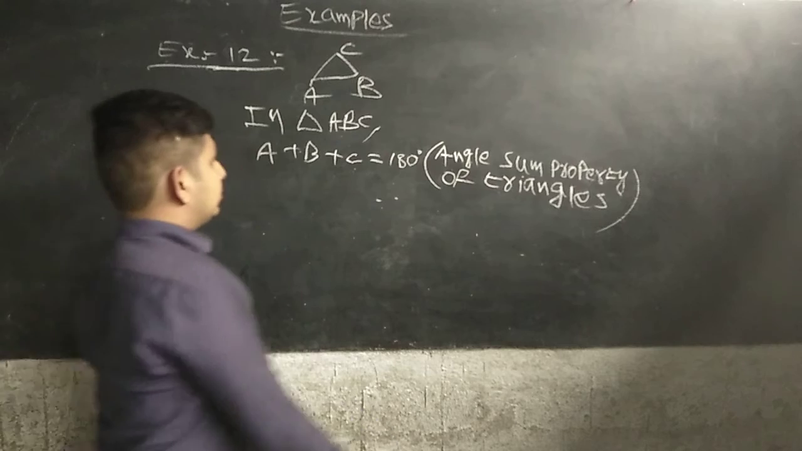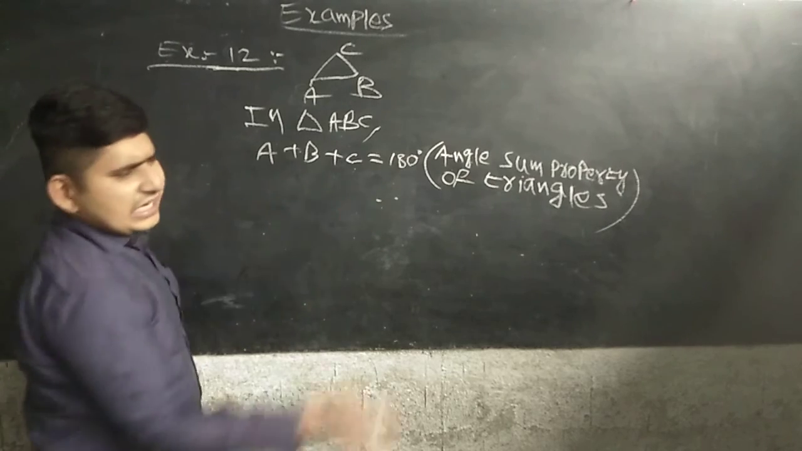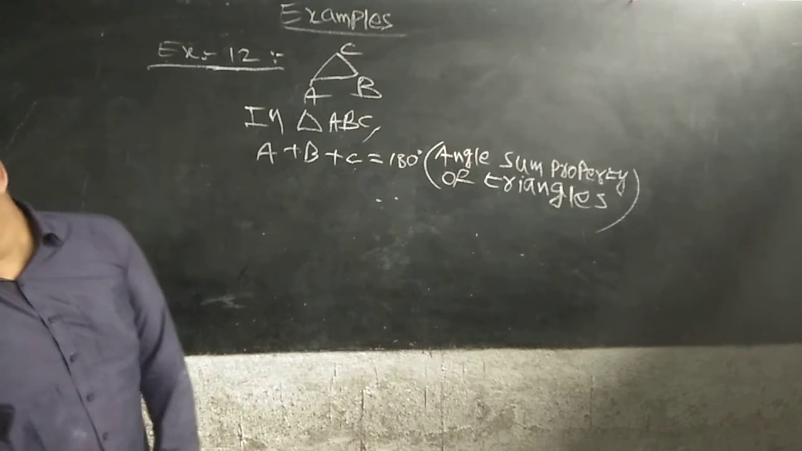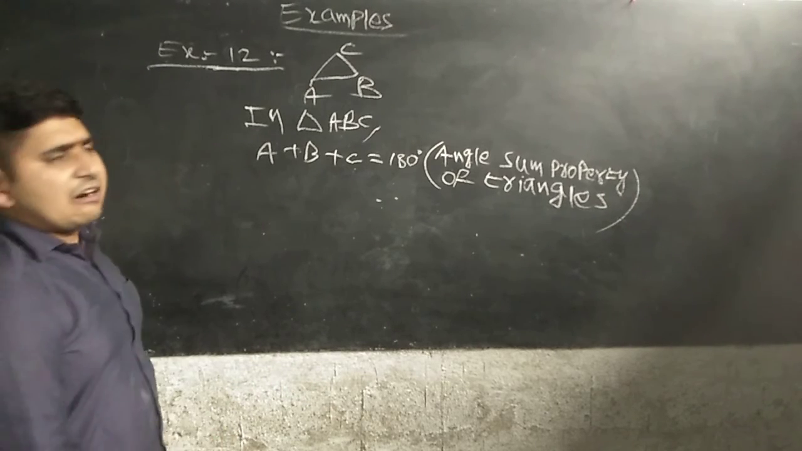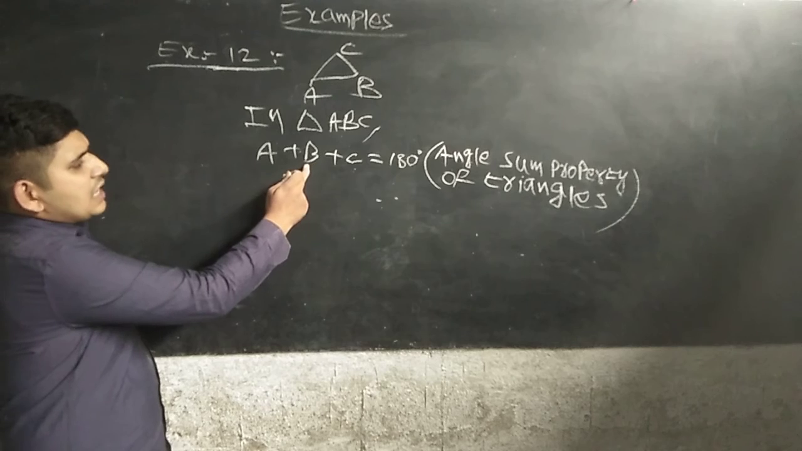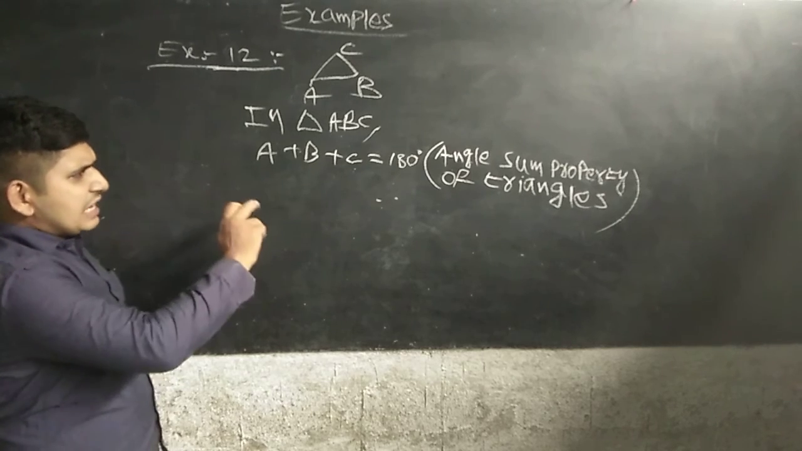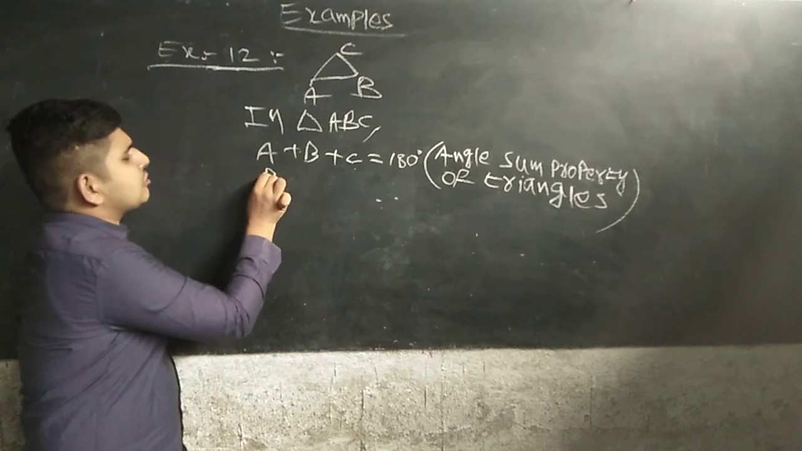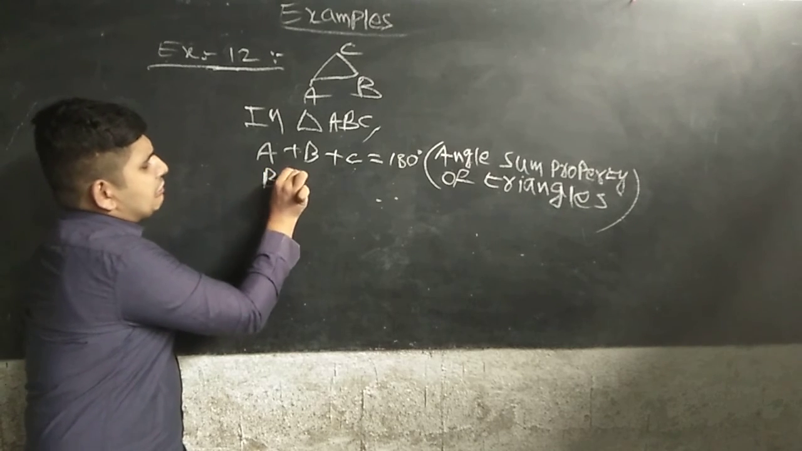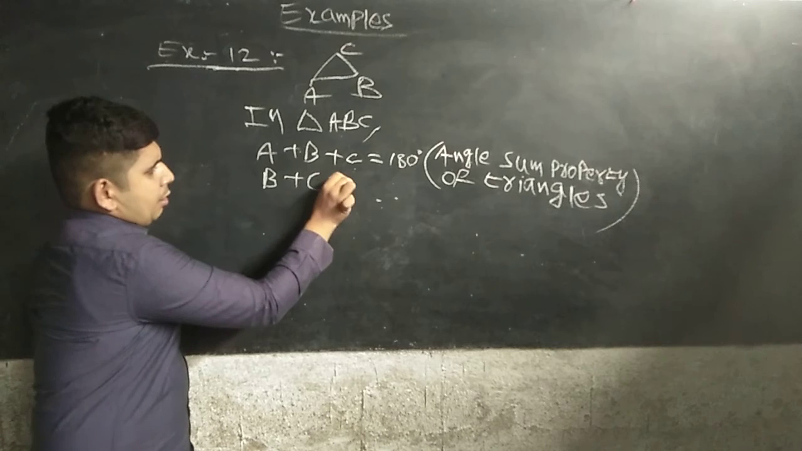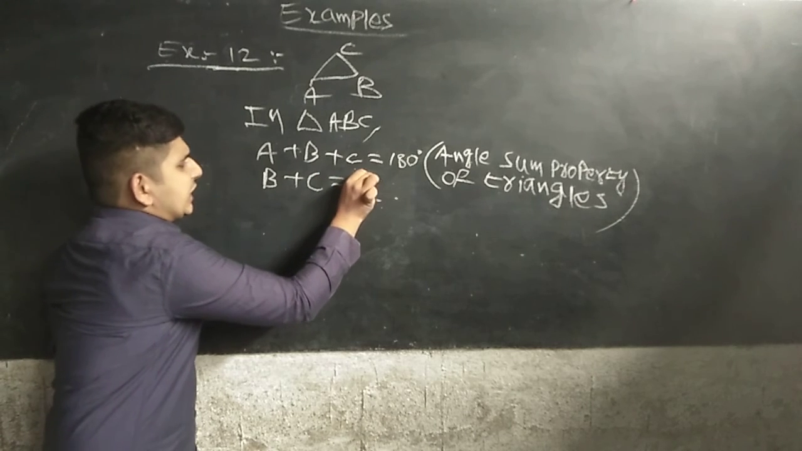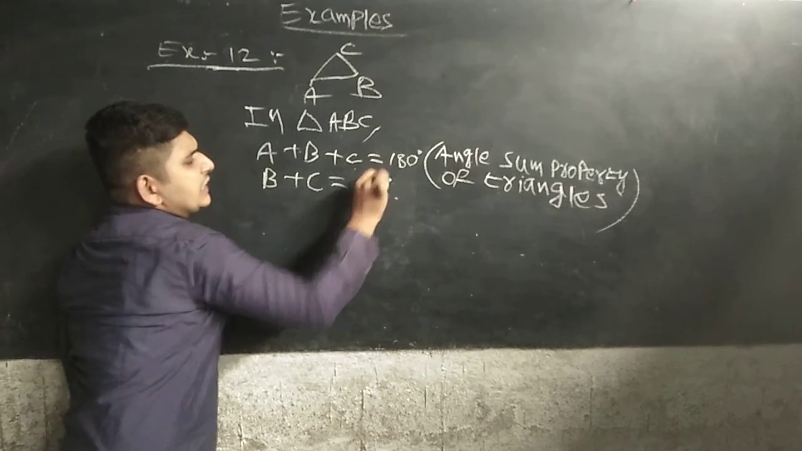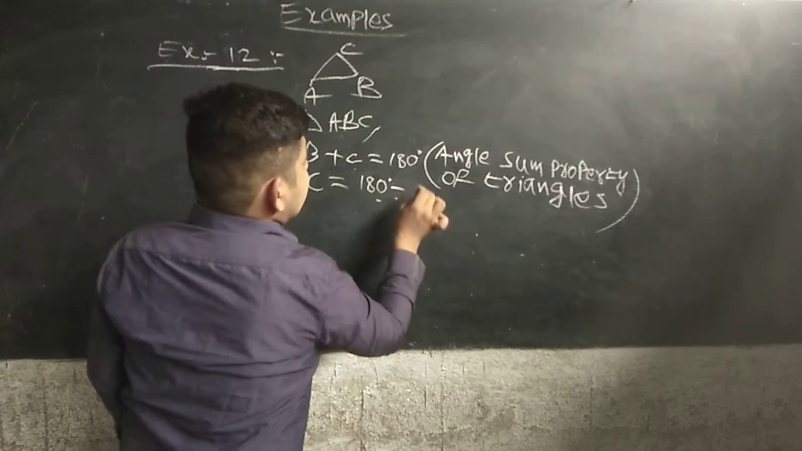Now, A plus B plus C equals 180 degrees. That we already know, and that is the only thing we are using in this problem. Now we want B plus C on the left side, so we send A to the other side. So B plus C equals 180 degrees minus A.